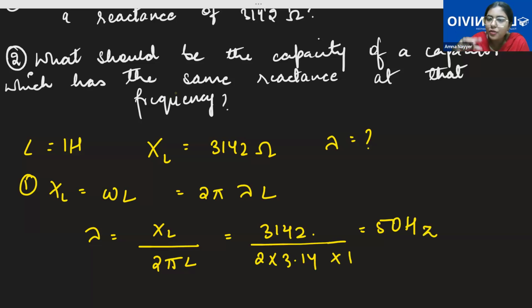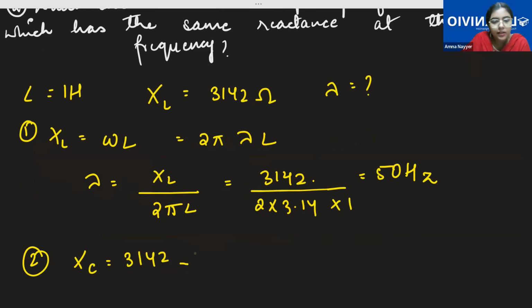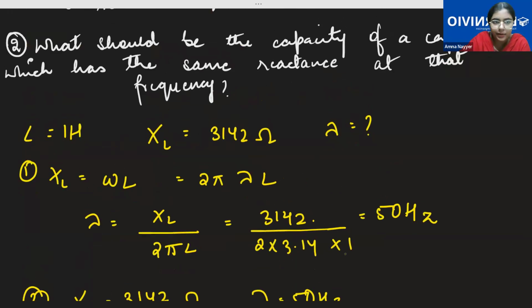The second part says, what should be the capacity of a capacitor which has the same reactance at that frequency? Means at the frequency which we have calculated, the value of capacitive reactance is also the same, 3142. So capacitive reactance is also 3142 ohms. Frequency is 50 hertz because it is taking the same frequency.